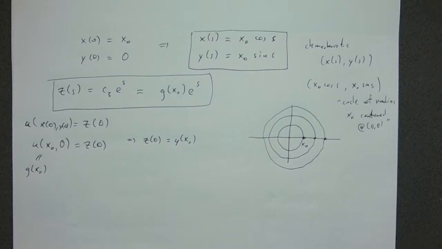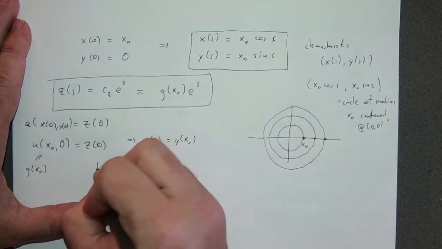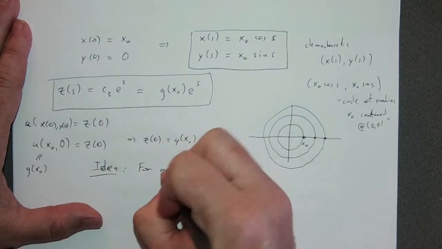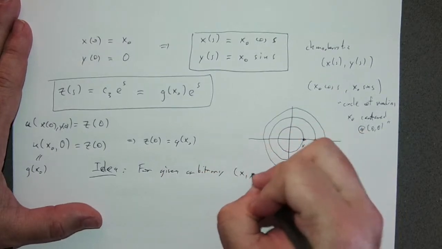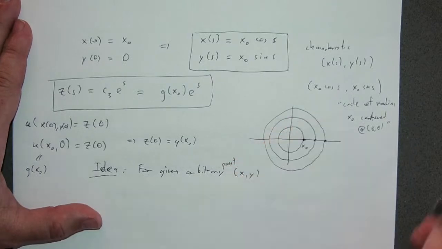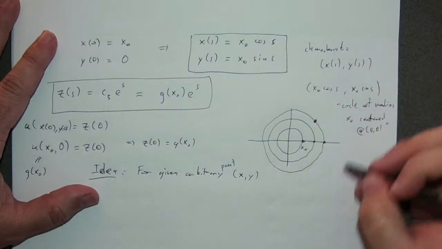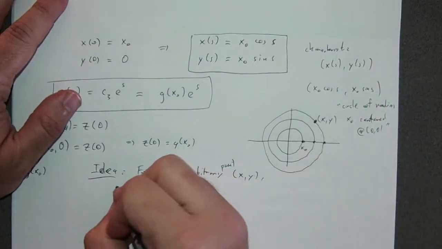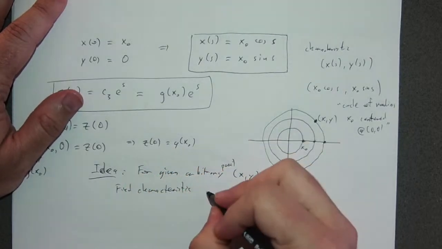Now we're almost done here, right? So what is the idea? The idea for a given arbitrary point x y here is to find the characteristic corresponding to it.